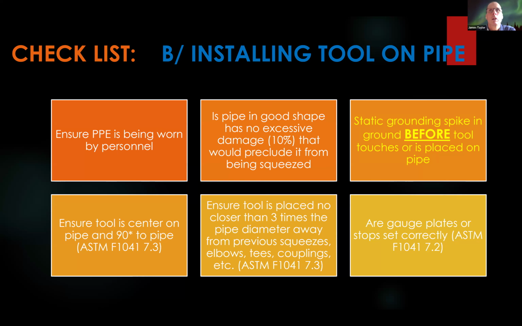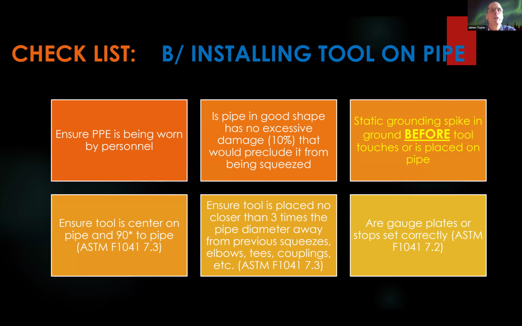Best practice is to use the static grounding spike in the ground first, before the tool touches the pipe. Dirk will talk about that more, but there's a reason why that's the best practice. Put that spike in the ground first, then put the tool on the pipe. It's operator protection to do that process.